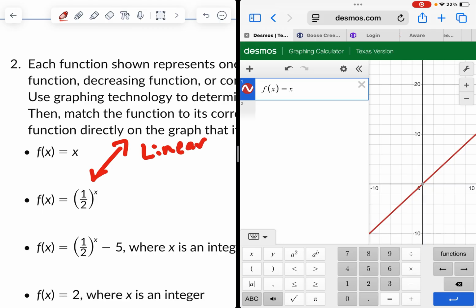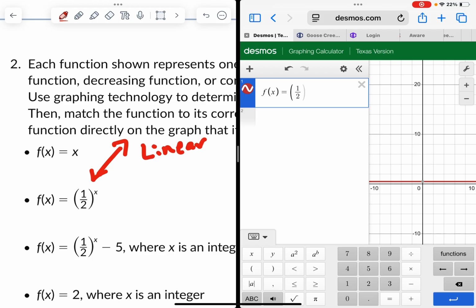Okay, the next one says 1/2 to the x. So I'm going to go type in parentheses 1 divided by 2. That's how you do 1/2. You do have to arrow out from under the fraction bar, and then you hit the A to the B button to get an x up there. So that is an exponential function. It's decreasing.